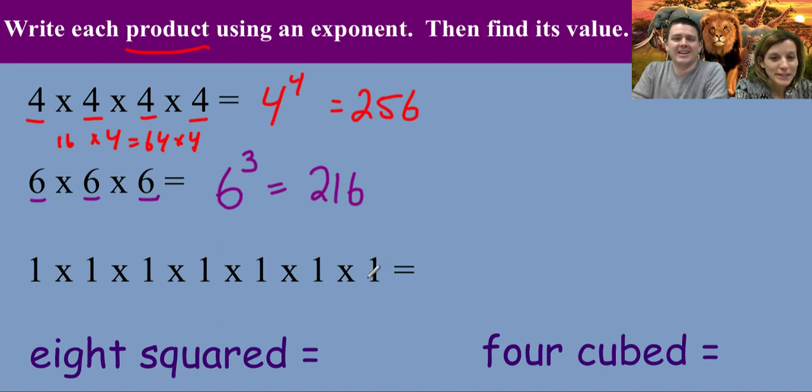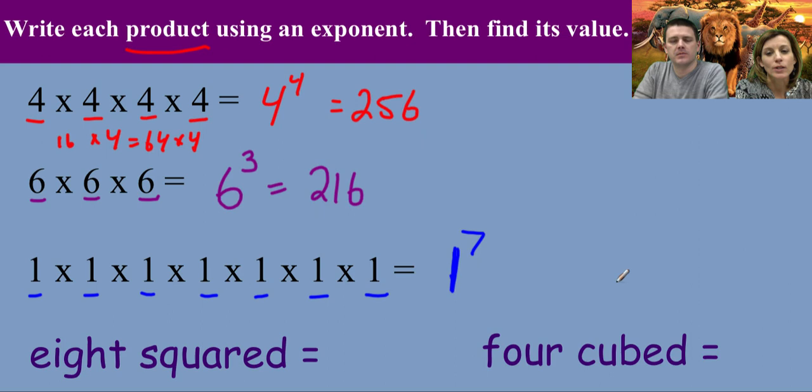So 1 would be our base, because that's the number being multiplied in the repeated multiplication. We have 1, 2, 3, 4, 5, 6, 7. 1 to the 7th power is 1. My favorite power.